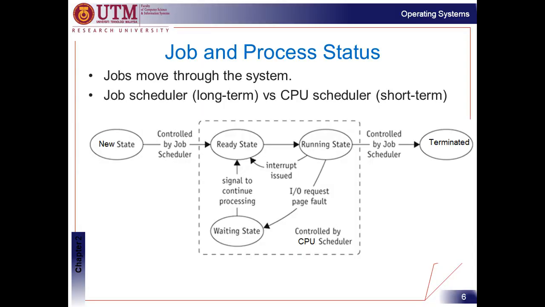Next, we will discuss the different states that jobs and processes can be in and how they transition between these states. Jobs move through the system, changing from one state to another. This reflects the different stages of their life cycle. The job scheduler, also known as the long-term scheduler, decides which new processes to admit into the system from the job pool. When the system is not too busy, the job scheduler will admit more jobs. But when the system is busy, the scheduler may not admit any new jobs.